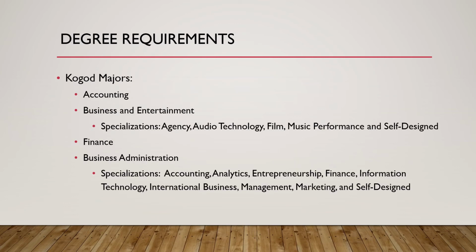I'll now move on to some degree requirements for each of the Kogod majors. The majors that you see are accounting, business and entertainment, finance, and business administration. For the business and entertainment major, you will see specializations that are required and include agency, audio technology, film, music performance, and a self-designed specialization. Under business administration, specializations include accounting, analytics, entrepreneurship, finance, information technology, international business, management, marketing, and self-designed.